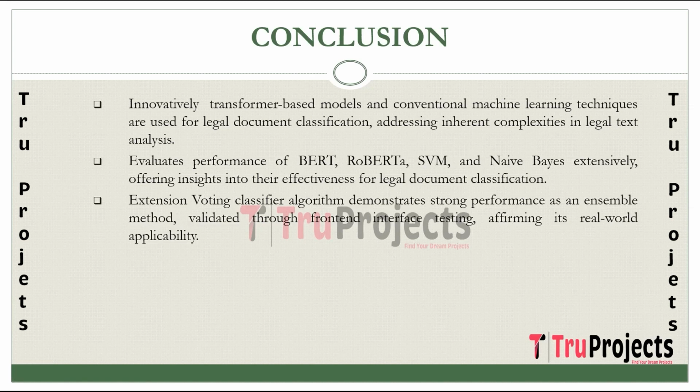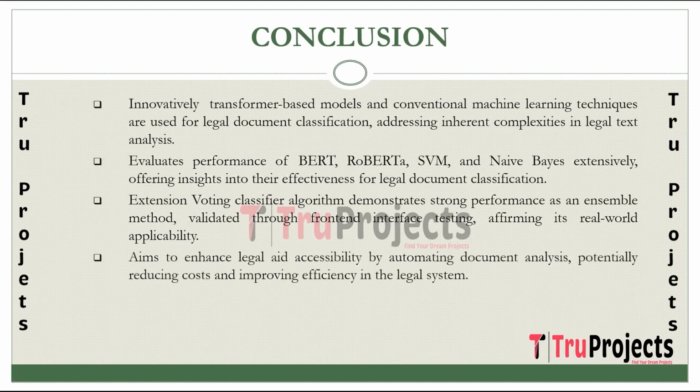The voting classifier algorithm, implemented as an ensemble method, exhibits strong performance in classifying legal documents. Tested in the project's front-end interface, users can input feature values to observe its accurate categorization, thus affirming its effectiveness in real-world applications. The development of an automated classification system aims to enhance the accessibility of legal aid by streamlining the document analysis process. This has the potential to reduce cost and improve efficiency within the legal system.